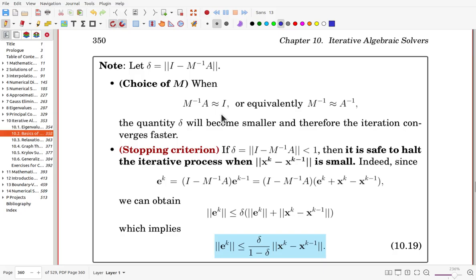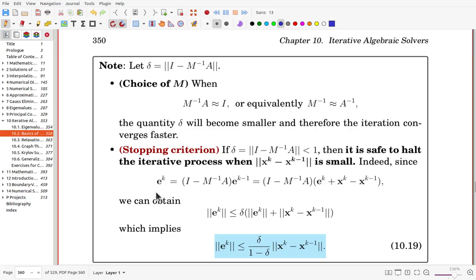if M inverse A is around the identity, or M inverse is a good approximation of A inverse, then the identity minus the matrix will be near 0, which means delta will be small, so the iteration will converge faster. Now we assume delta is less than 1, which is a sufficient condition for convergence. Then we can say that xk minus xk minus 1 becomes smaller as the iteration goes on.